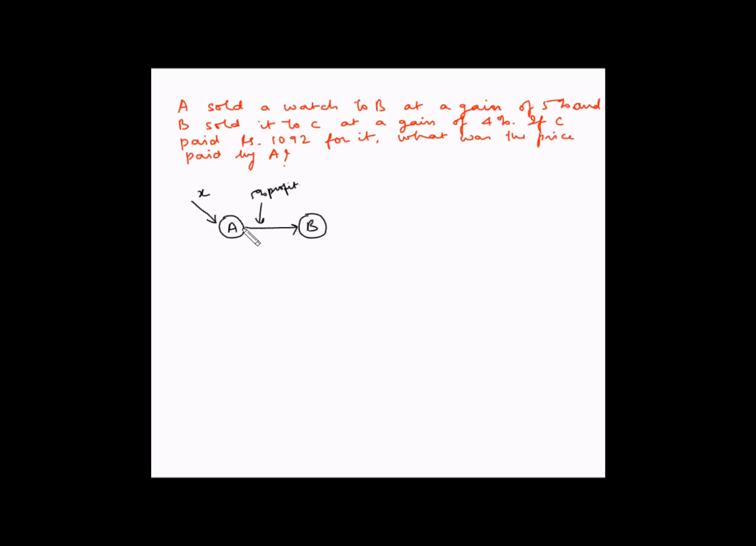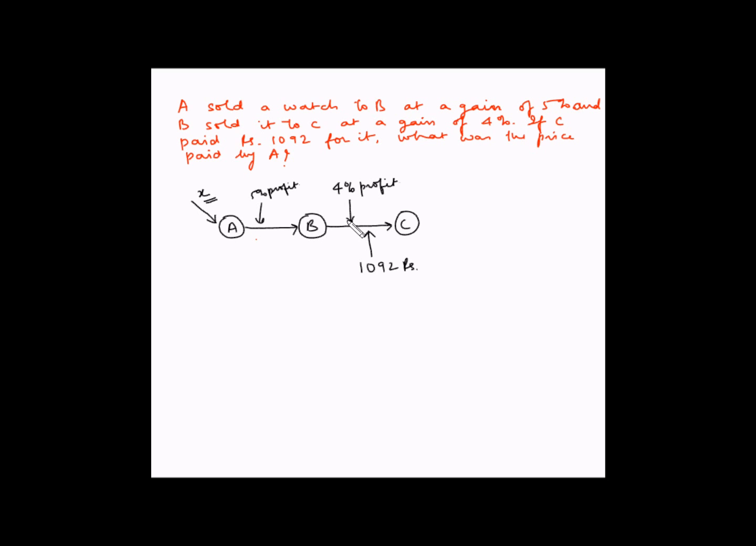Now the price at which A sold it to B is the cost price for B, and B then on top of it added 4% and sold it to C. So on top of this, B added 4% profit and sold it to C. Now this amount which C paid to B is given as 1092 rupees.